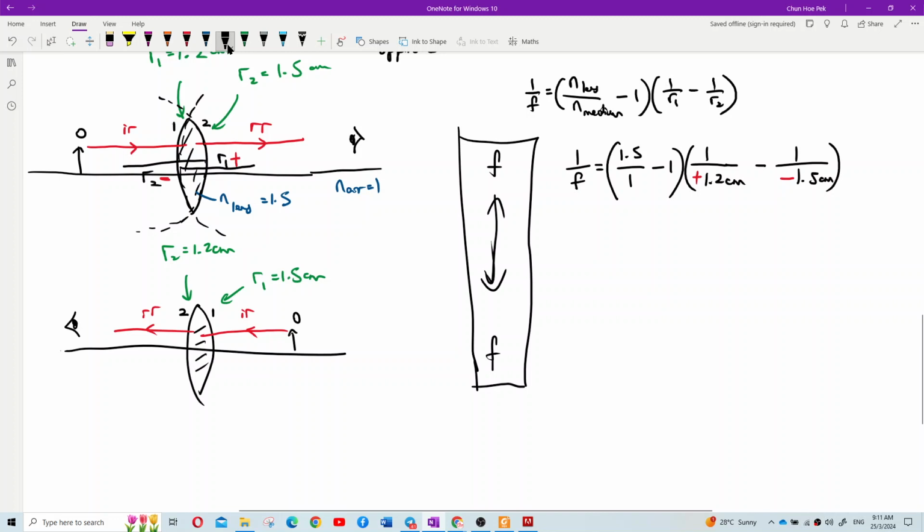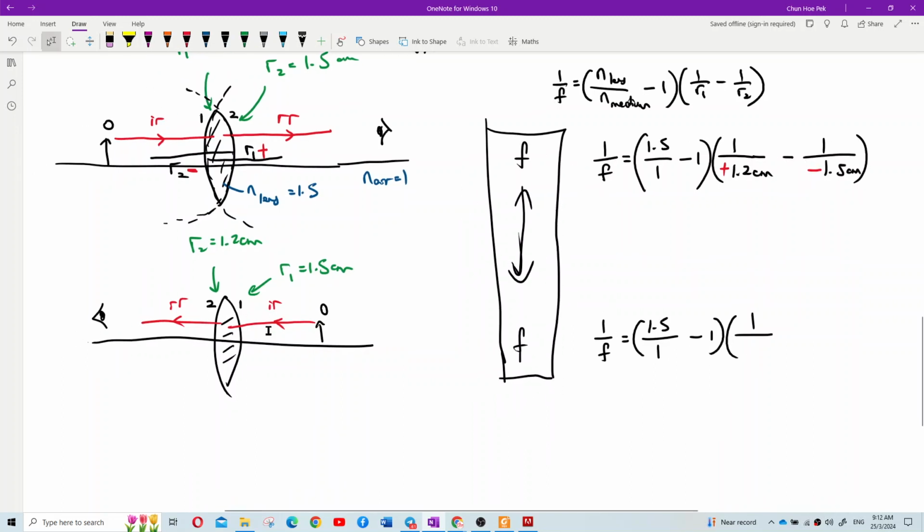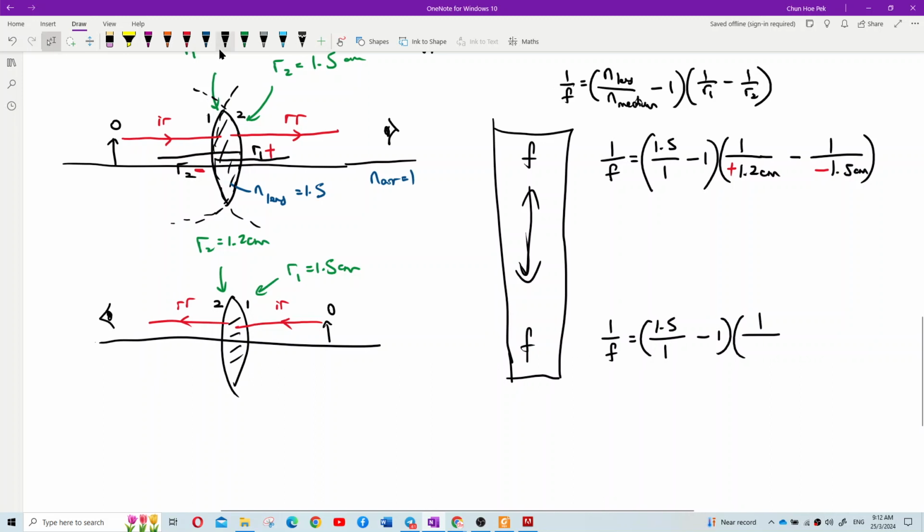Now look at the second lens. It's still the same thing. 1 over f equals lens over surrounding minus 1, and then 1 over R1. What is my R1? If my object is at the right hand side, where is my R1? My R1 is the right surface, isn't it? The R1 is 1.5 cm. Let's find out the radius one. Is it positive or negative?